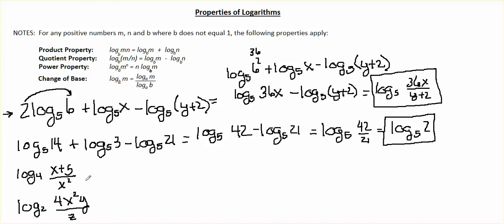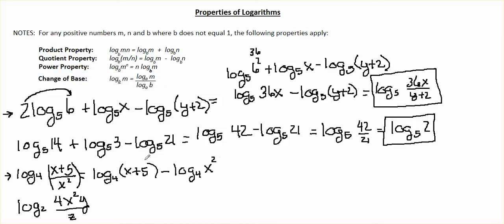All right, for our last two examples, instead of combining them back into one log like we did above, we're going to separate these out into multiple logs. Okay, so let's get started. Here we have x plus 5 being divided by x squared. When we take a look at our division, we're going to use the quotient property to separate them. So we're going to say log base 4 of x plus 5 minus log base 4 of x squared.